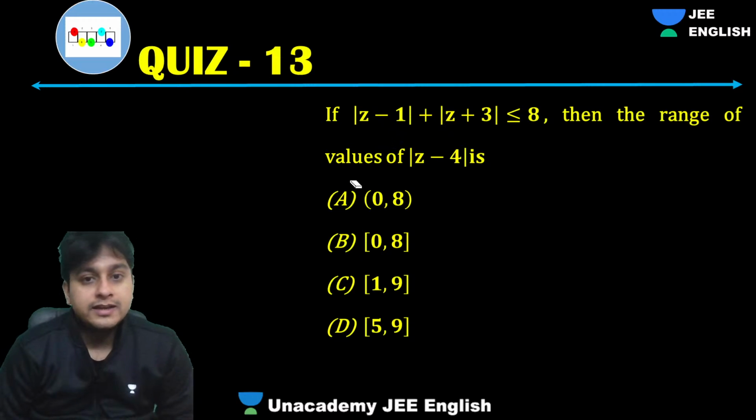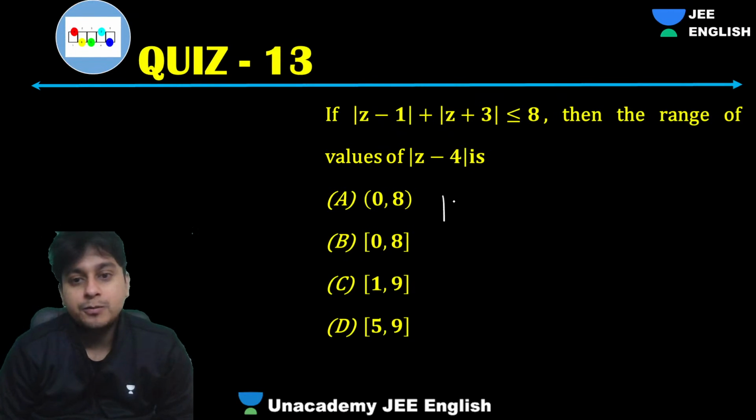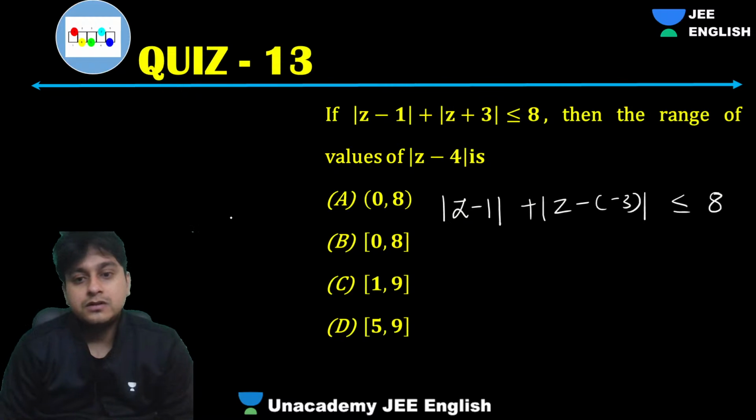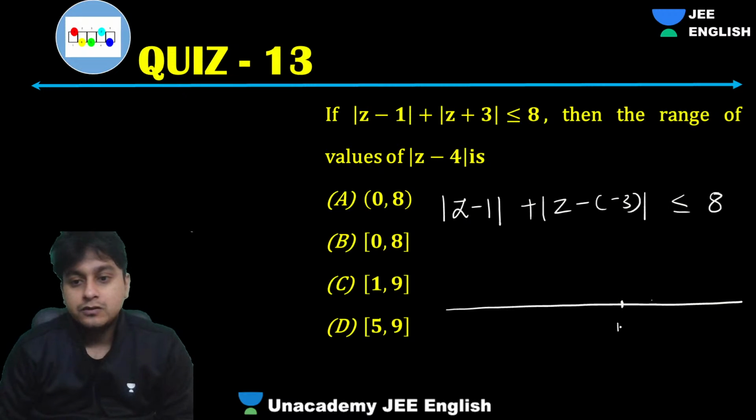So we all know guys, this is obviously z1. If you write it properly, mod of z minus 1 plus mod of z minus minus 3 is less than or equal to 8. So we have obviously the points as 1 comma 0. Okay, 1 comma 0, right?